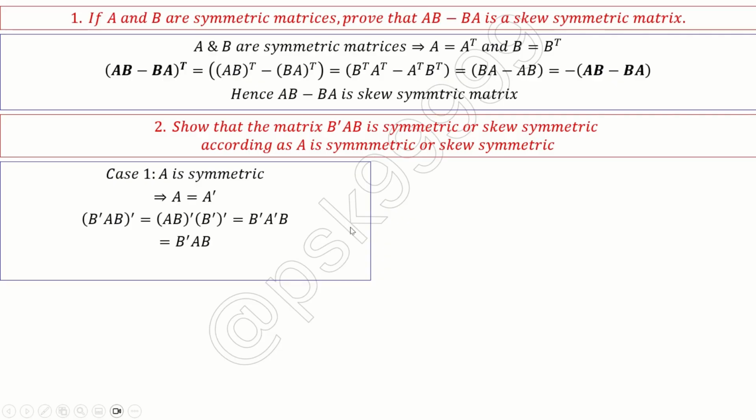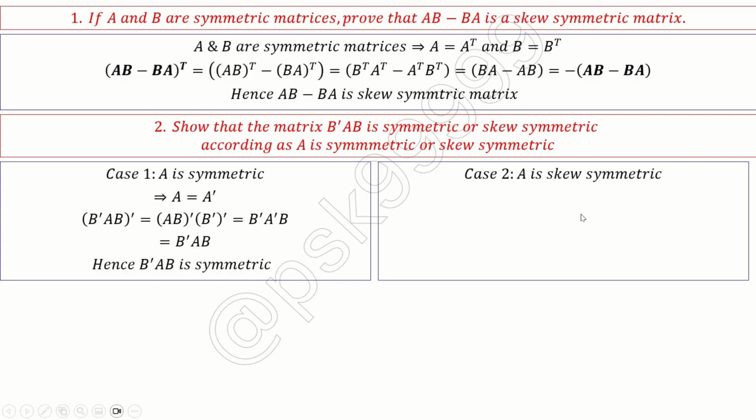So I'll replace it back: B dash AB. So where we started? We started with the transpose of B dash AB and we got B dash AB only, which means this is symmetric. B dash AB is symmetric because A is symmetric. Okay, case 1. Now let's say A is skew symmetric.